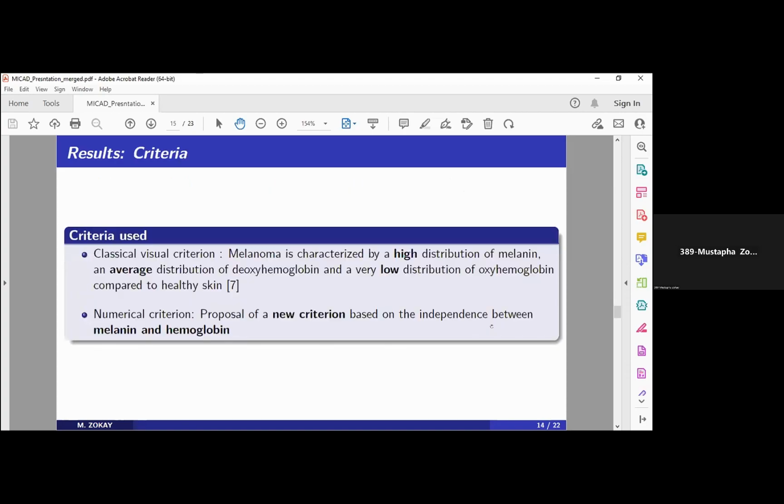To measure the performance of our method, we use two criteria. The first criterion is a classical visual criterion, which consists of visualizing the distribution of the three chromophores compared to healthy skin, knowing that melanoma is characterized by a high distribution of melanin, a varying distribution of deoxyhemoglobin, and a very low distribution of oxyhemoglobin compared to healthy skin. The second is a numerical criterion, which we propose here to measure and calculate the interdependence between melanin and hemoglobin.